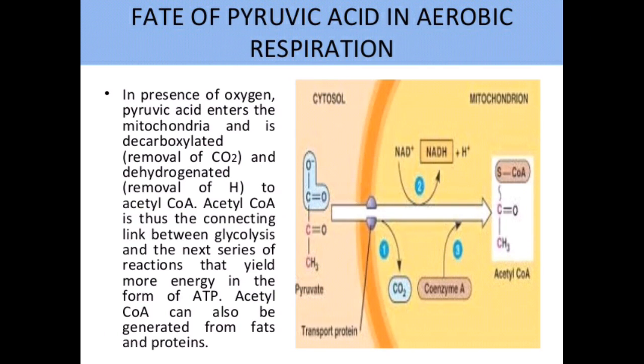Fate of pyruvic acid in aerobic respiration. In presence of oxygen, pyruvic acid enters the mitochondria and is decarboxylated, that is removal of carbon dioxide, and dehydrogenated, removal of hydrogen, to acetyl coenzyme A. Acetyl coenzyme A is thus the connecting link between the glycolysis and the next series of reactions that yield more energy in the form of ATP. Acetyl coenzyme A can also be generated from fat and proteins.